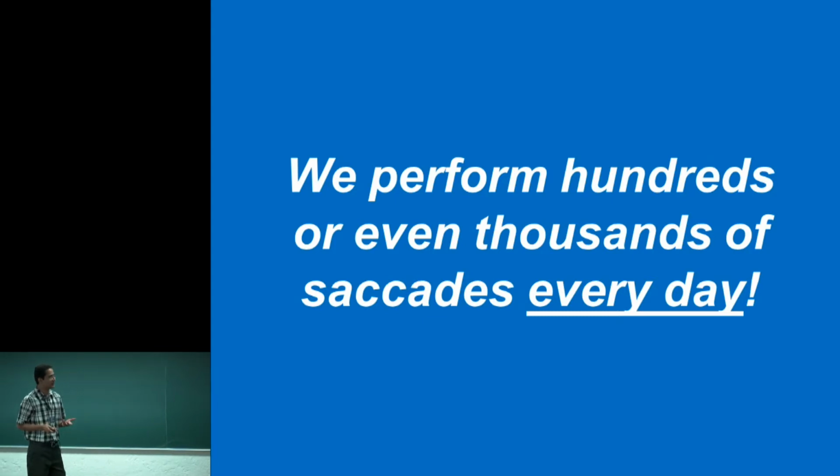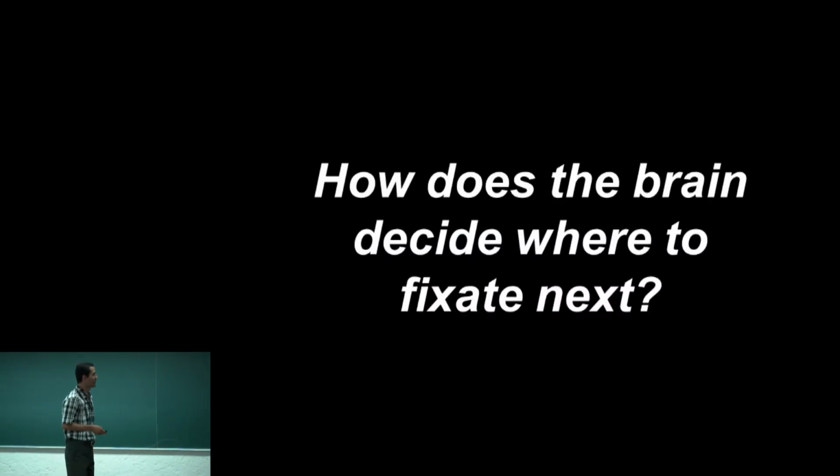We perform hundreds or even thousands of saccades every day, and sometimes we don't think about them. The idea here is that each of these movements is a decision that the brain is making, sometimes unconsciously and sometimes consciously. Probably we don't think about them, but that's how we get information from the environment. So one question is, how does the brain decide where to fixate next? That's one of the biggest questions.